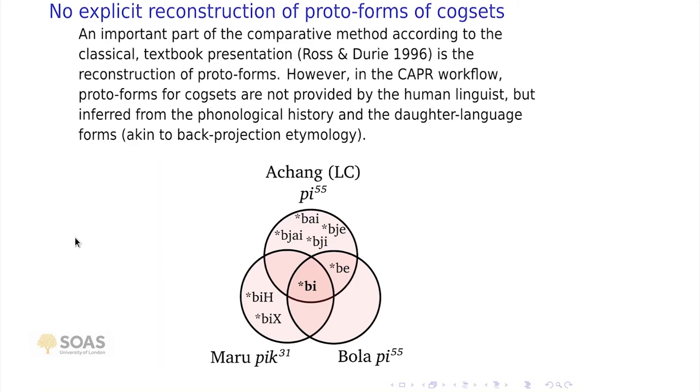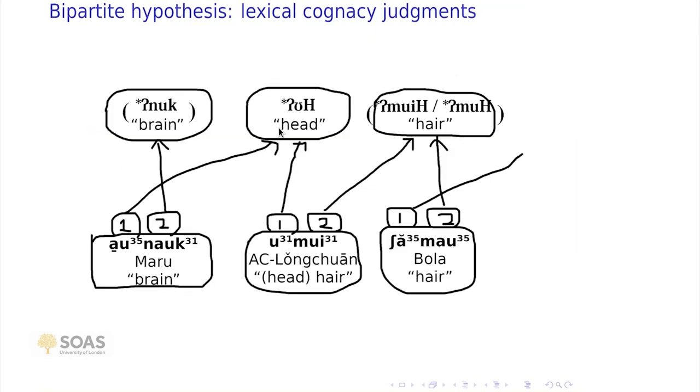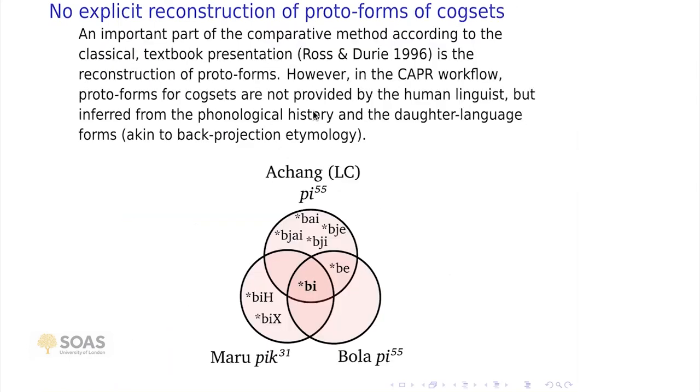An interesting point of the CAPR view of the hypothesis, or the data on which the theory works, is that you don't actually provide any proto forms. If you take a look here, you might think that the linguist needs to write a glottal stop O and H for the head. No, it shouldn't work like this, because the protoforms should not be provided by the human linguist, but inferred from the phonological history and the daughter language form. So we get a toy example here.